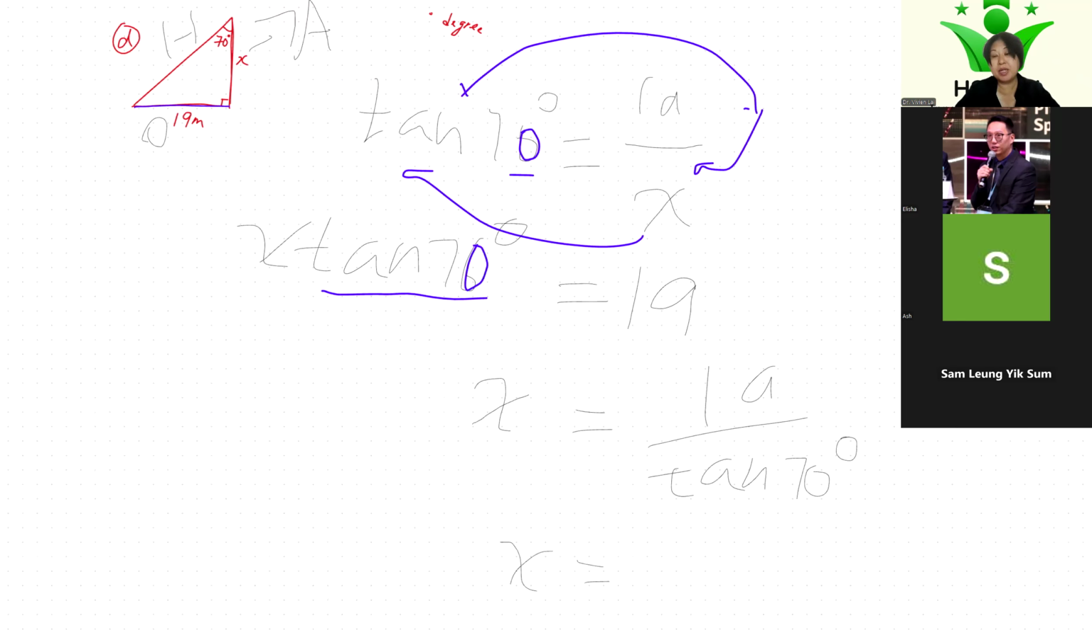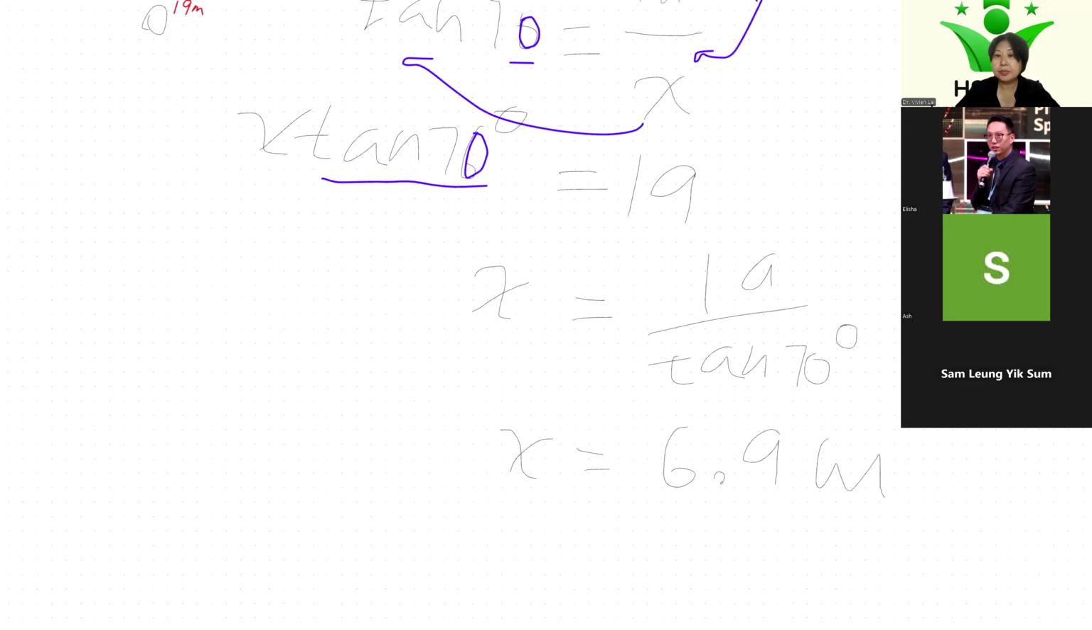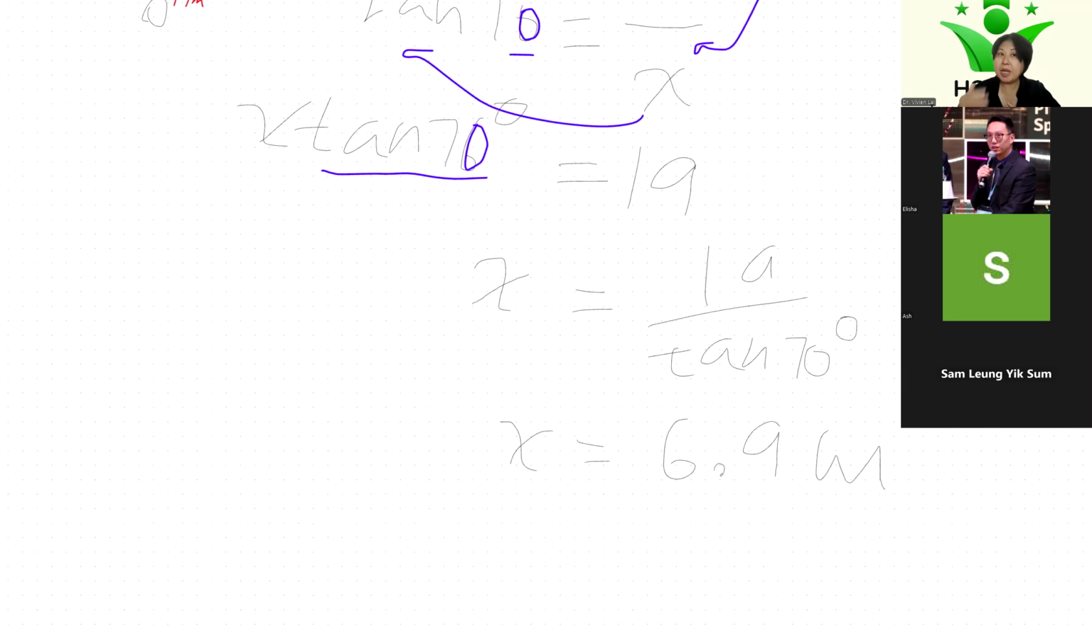That is called 1 dp, 1 decimal place. Put back the unit. What is the unit? Meter. Yeah, and mark your final answer. Remember, I taught you to mark the final answer. We will mark our final answer. Okay, so that would be perfect. Understand? Good job.